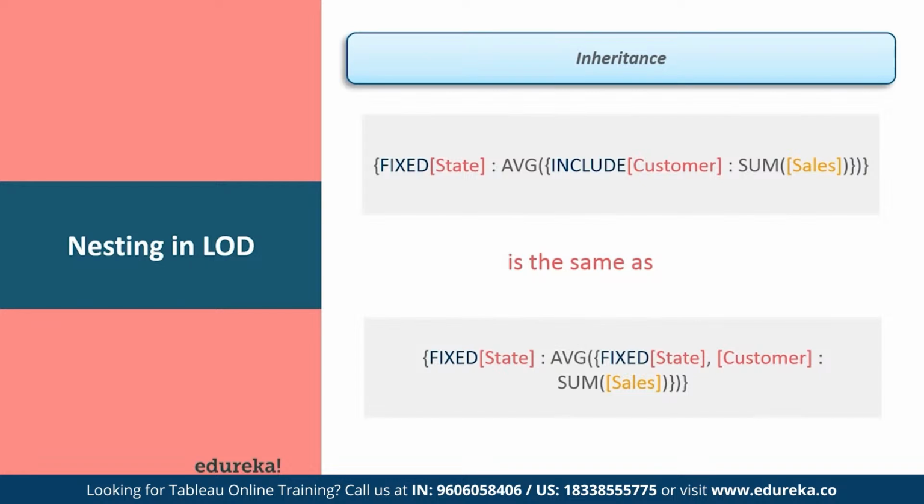So in this case, if you look at the first one, I am doing a fixed state and nested calculation. I'm saying include customer, so include, as you all know, inherits from its surroundings. If you build it by dragging and dropping by itself, it will inherit from the parent calculation, so it will include the state. It will do the same thing as writing state, customer instead of it, and it won't be impacted by filters because the parent is a fixed calculation.